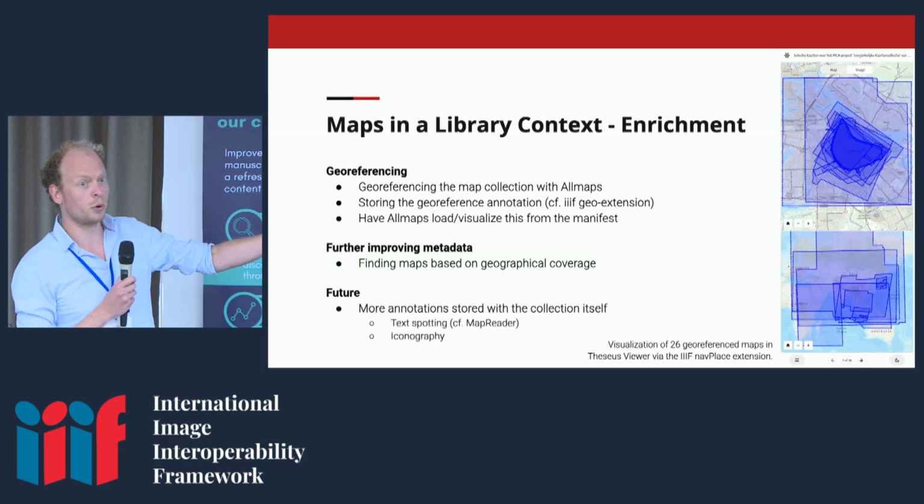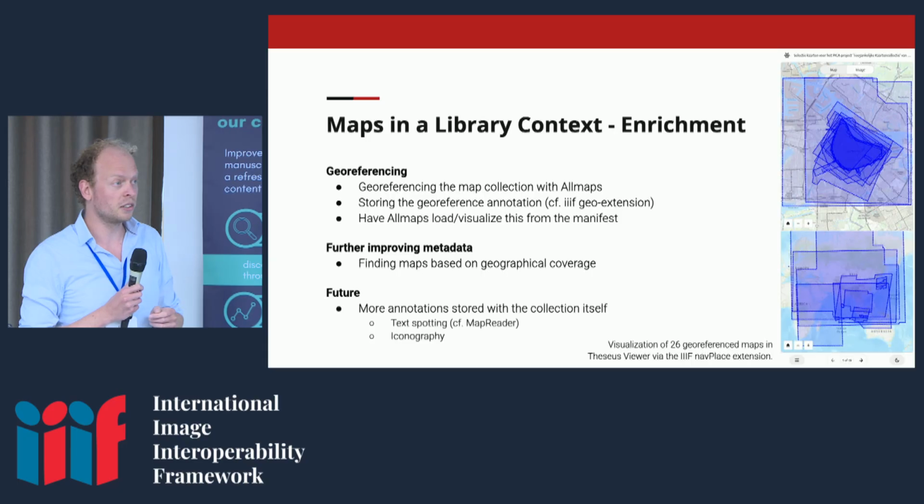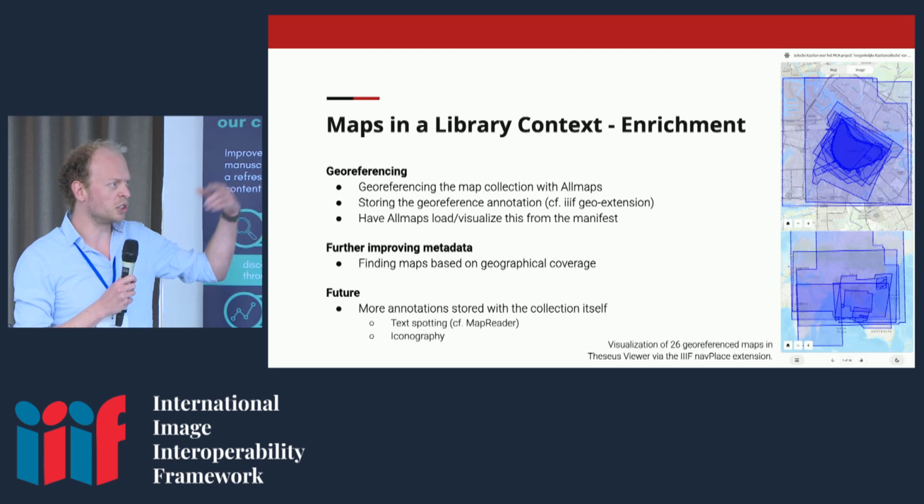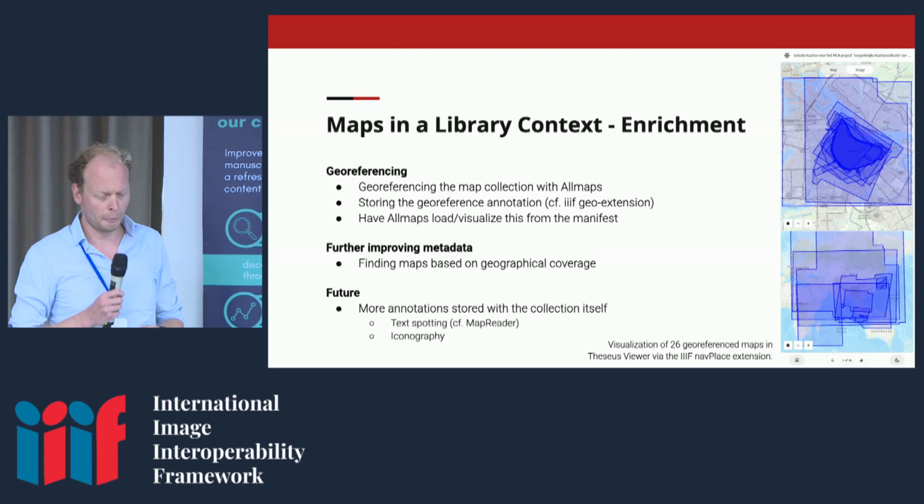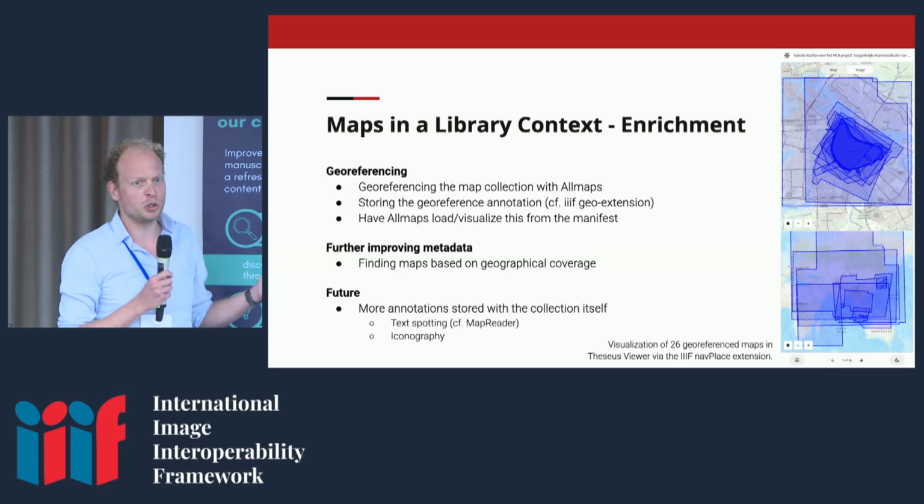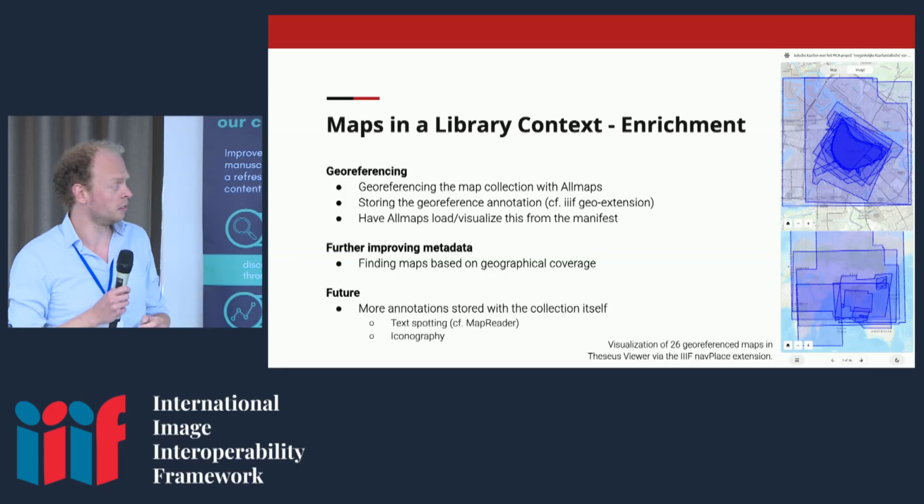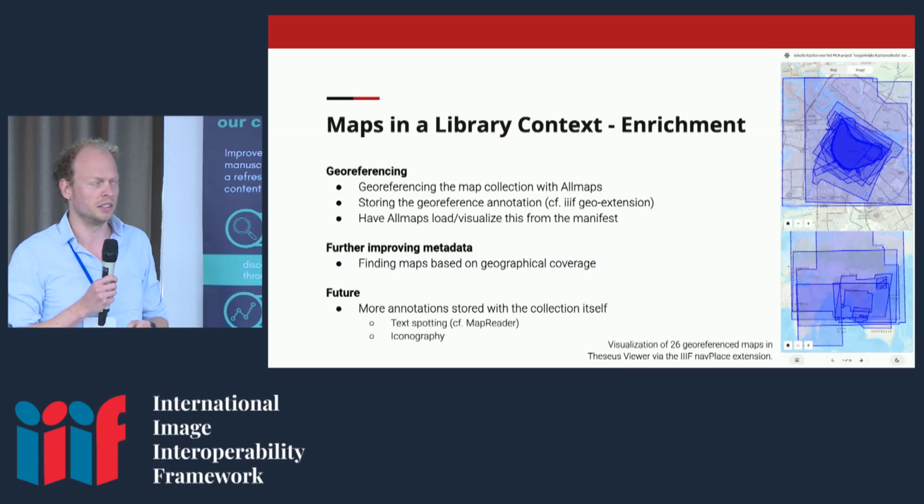We did this for the 26 maps in the pilot, 13 of Amsterdam from the top, 13 of former Dutch Indies. And this is the Theseus viewer that shows them all using the navplace extension. Already having this allows you to search on geographical coverage. It's a simple geo-contains query if you link it to a gazetteer that has coordinate information on places.